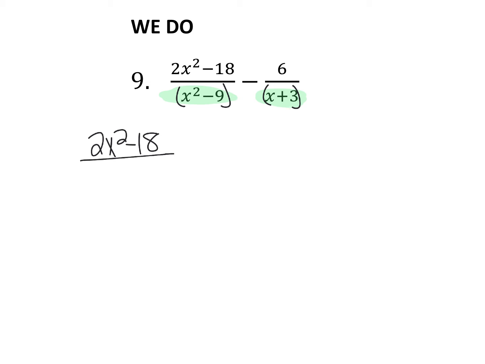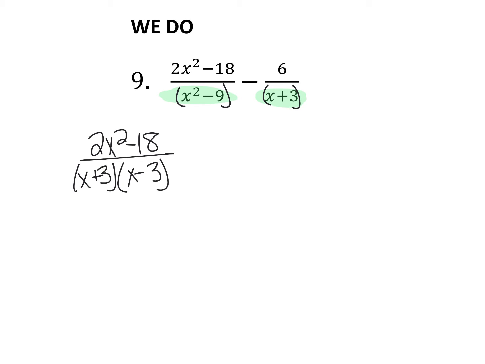Well, I ask myself, does x squared and 9 have anything in common or a GCF? No. However, they are a difference of two squares, meaning it's a difference, which means a subtraction problem, and x squared and 9 are perfect squares. So that means I can factor it. The square root of x squared is x. The square root of 9 is 3. And then I have a plus and a minus.